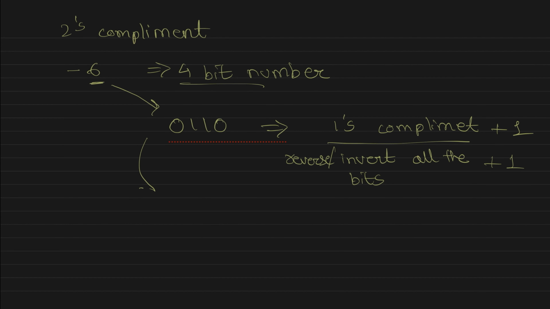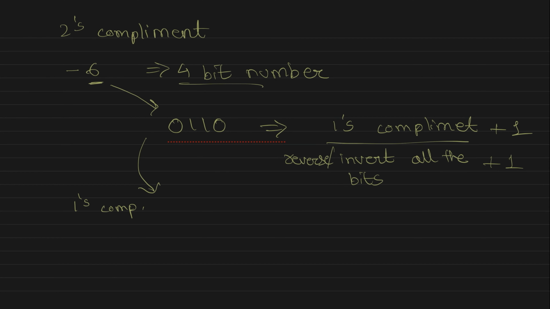So here, we'll first take the 1's complement. What that would mean is zeros would change to 1 and 1s would change to zeros. So this first 0 will change to 1, 1 will change to 0, 1 will change to 0, and 0 will change to 1. This is the 1's complement. And then we'll add 1.